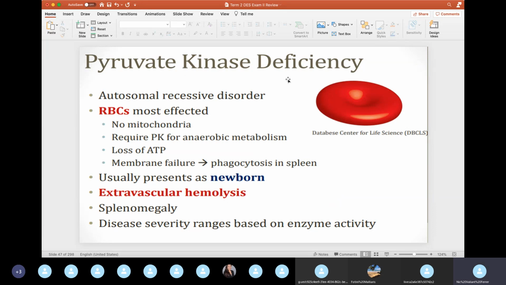We talked about pyruvate kinase deficiency, autosomal recessive, RBC is most affected. You can have extravascular hemolysis and splenomegaly.